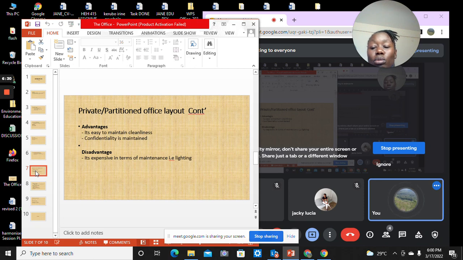That is very true, because in such an office, if you have private or confidential information, it's easy to keep it private. Unlike in an open plan office where people sit together, and even when you are conversing or typing something on a machine, somebody may be able to look at what you are doing and get the information. Then we have disadvantages of private offices.